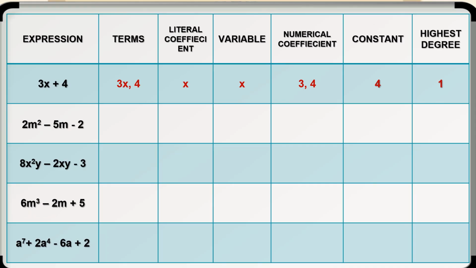It's activity time again, and your task is to complete this table. The first item was already done for you. For the expression 3x plus 4, the terms are 3x and 4. The literal coefficient is x, the variable is also x, the numerical coefficients are 3 and 4, the constant is 4, and the highest degree of the expression is 1. You will be given 3 minutes to finish the remaining 4 items. Your 3 minutes start now.